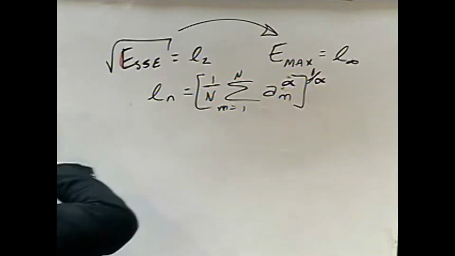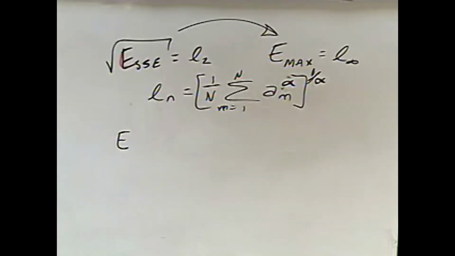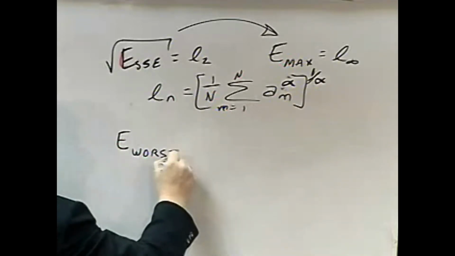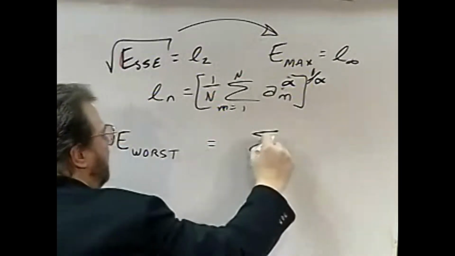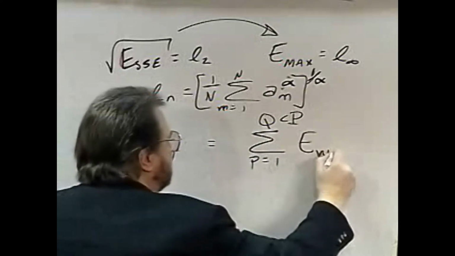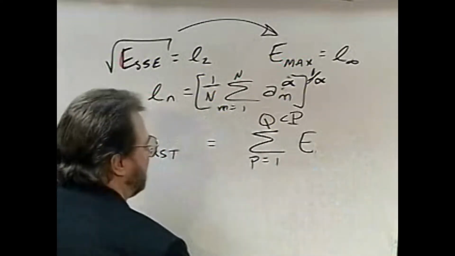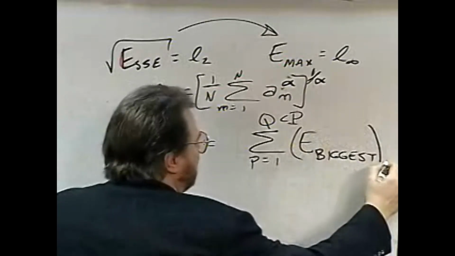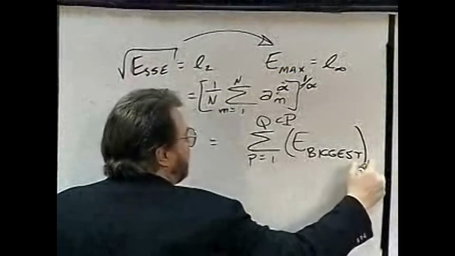Another way to get from here to here is by doing, in fact, a lot of neural network software has this ability. Well, let's call it the worst. And what this does is sum up, for p equal to 1 to q, where q is less than p, the worst errors, or the biggest. Worst means biggest. And we would square this, say biggest sub p.